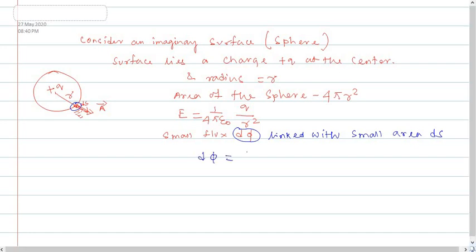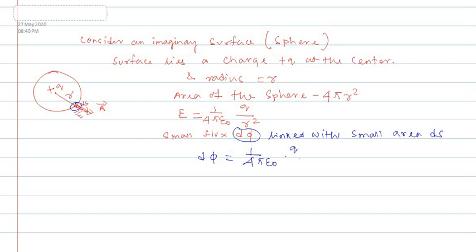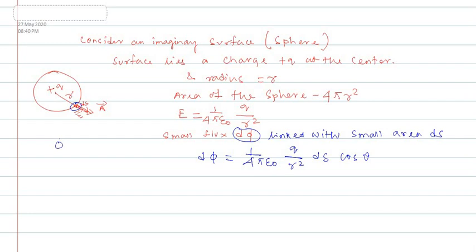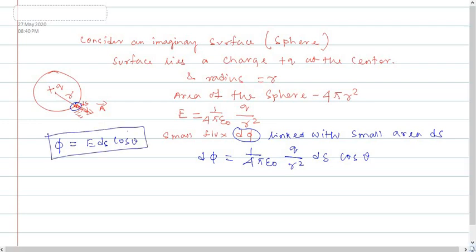d phi is equal to, the same process. We know that d phi is equal to E ds cos theta. Do you remember this or not? What is the formula of flux? Flux is equal to E ds cos theta. It is already discussed. So d phi is E ds cos theta, where E is equal to 1 by 4 pi epsilon naught q by r square.